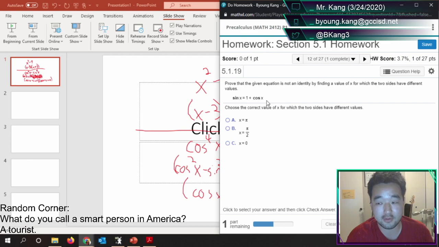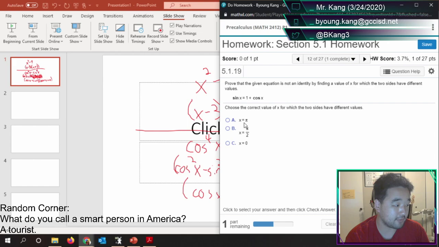And this is really just knowing your unit circle, and I know you don't have to memorize it or anything, but let's take a look while we do this problem. So sine x equals 1 plus cosine x. You've got three choices, so you just need to know how to look them up. Remember, sine is always going to be the y coordinate on your unit circle. Cosine is always going to be the x coordinate on your unit circle.